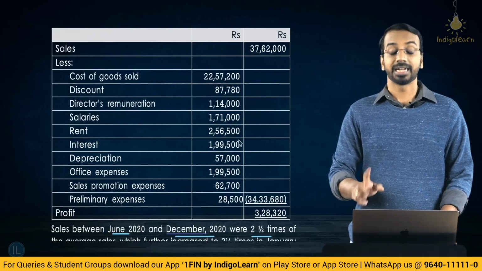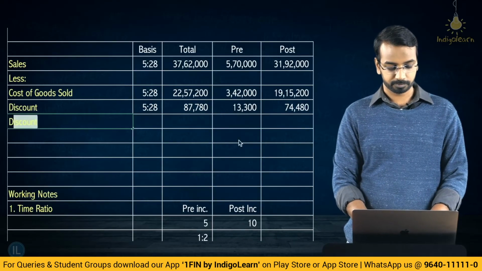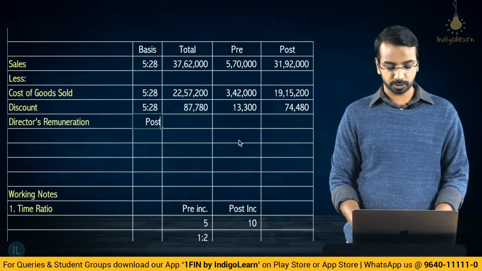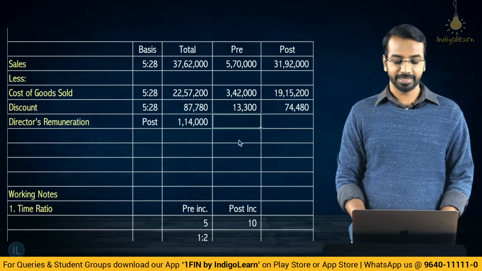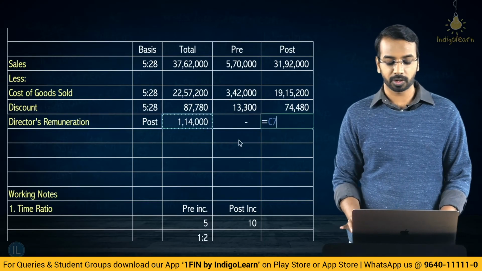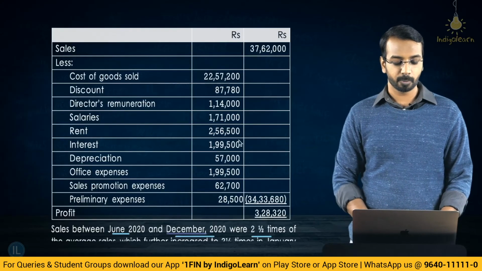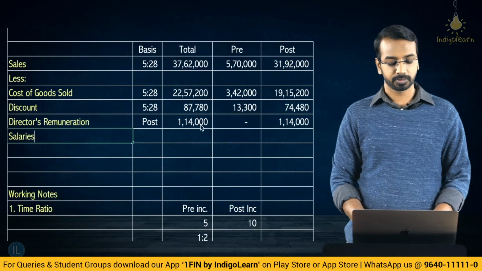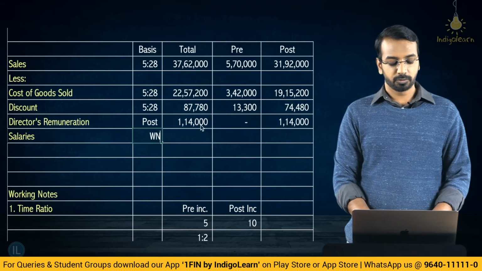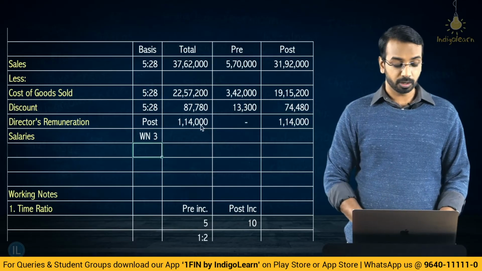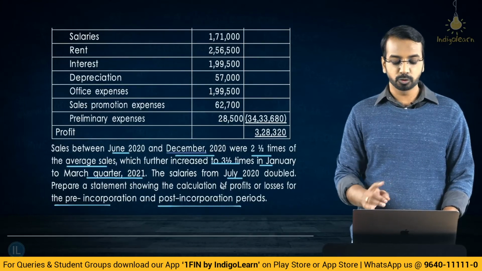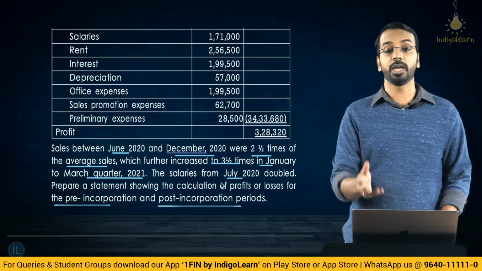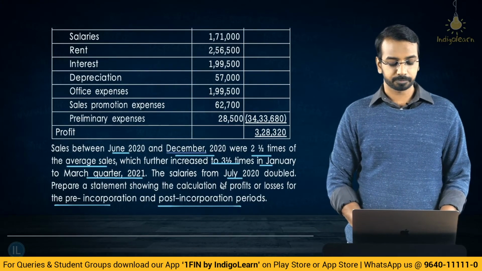Then next item is director's remuneration. This is purely post. What is the total? 1,14,000, pre-incorporation 0, post-incorporation 1,14,000, right. Then salaries. So for salaries we need working note number 3. Why working note number 3? Because at a different point in time salaries have changed. Salaries from July 20 doubled. So from July 20 is when it has doubled, okay.